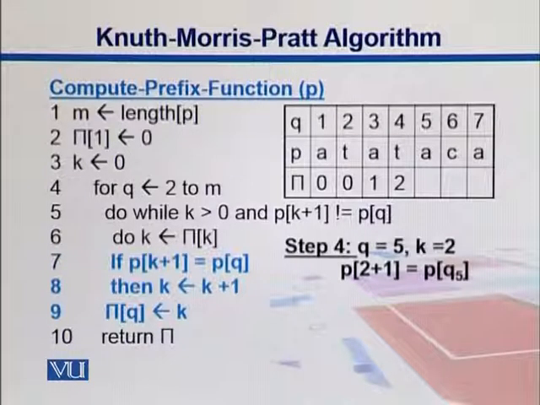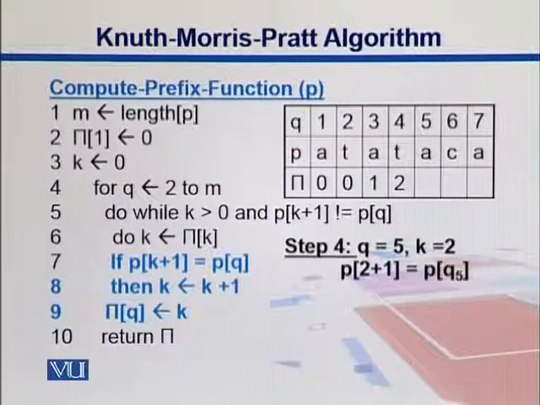Now we move to the fourth step. So here we have Q is equal to 5 and K in the previous step that was 2. So we will use that value, and now we will compare K plus 1, which is actually 2 plus 1. So P of 3, we have A over here, and that will be compared with P of Q is equal to 5. So do they match? What about condition 5 and 6? K was greater than 0. Yes, we will go there and check first.